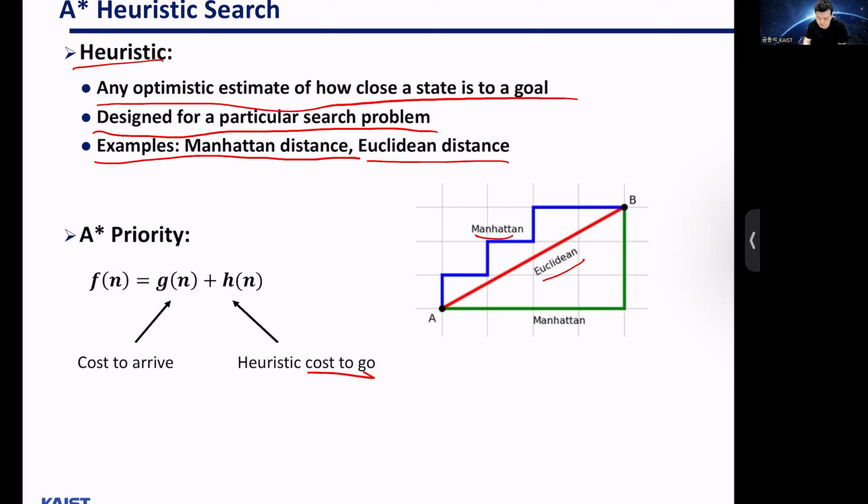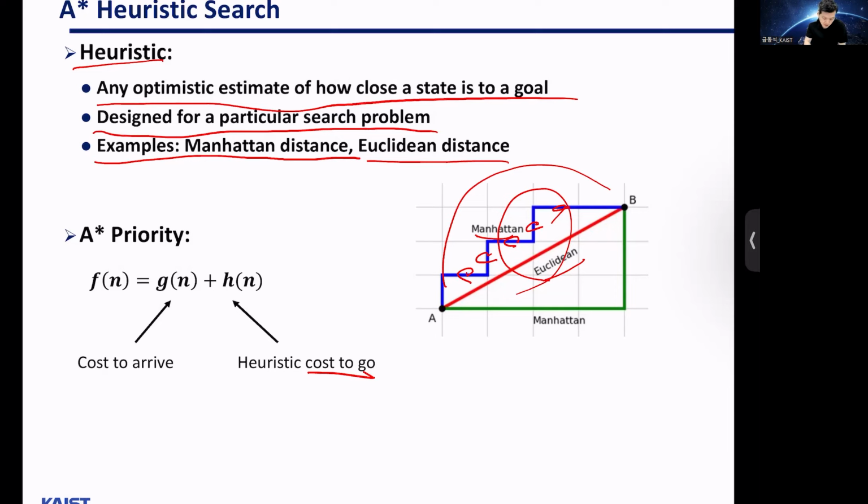First of all, if the edges are not uniform, it's highly likely that those links are not uniform, the cost. And then if there's an obstacle, then you might have to come around. So then this approximation is not that accurate.